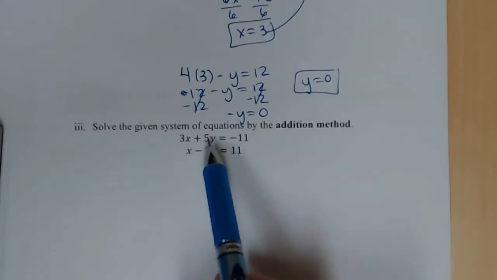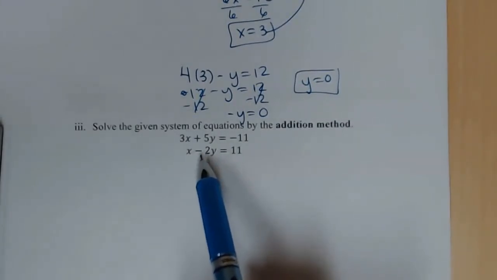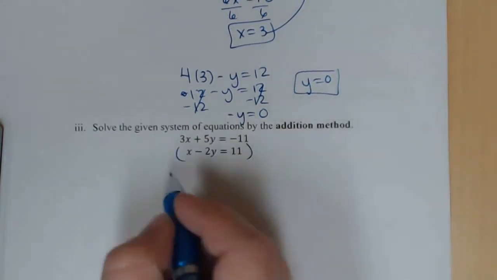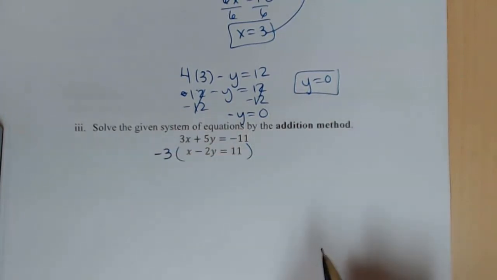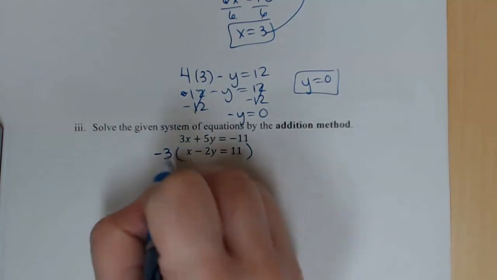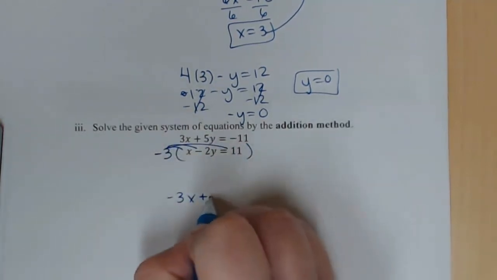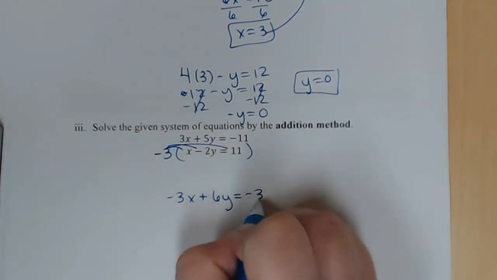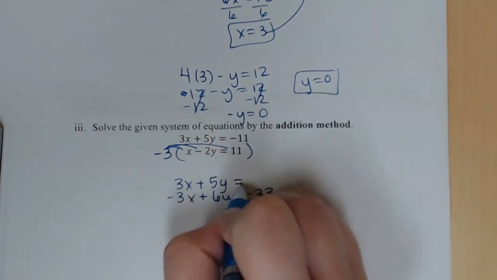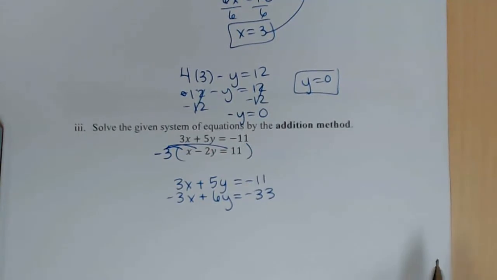Then I want to make sure I have opposites. Well, 3 and 1 are opposites. 5 and negative 2 are opposites. But it'd be easy for me to create opposites here because there's only a 1 here. So if I take this equation here and multiply the entire thing by negative 3, that would give me negative 3x. I'm just going to distribute that in. Plus 6y equal to negative 33. I'm going to combine that with my top equation.